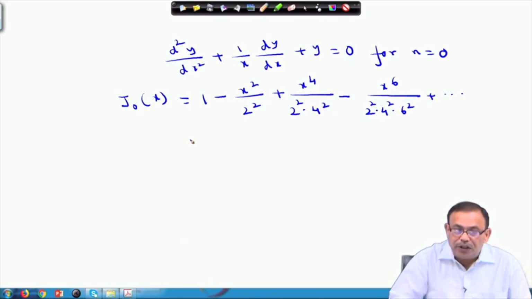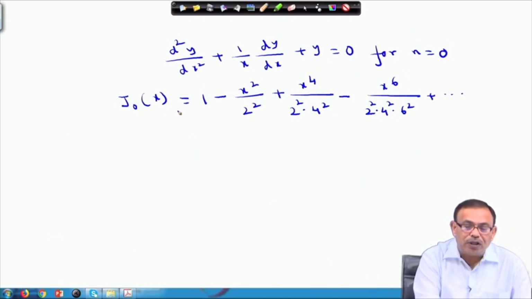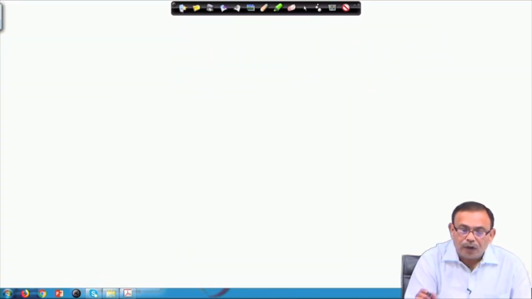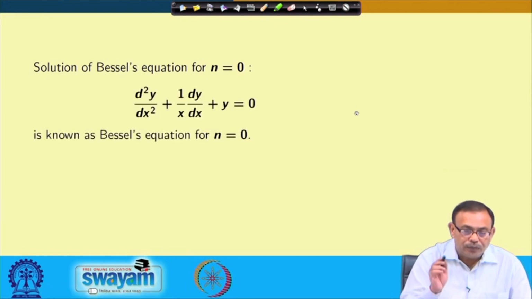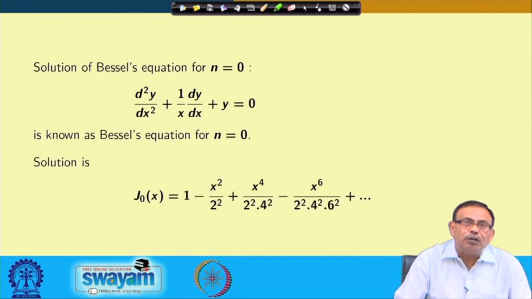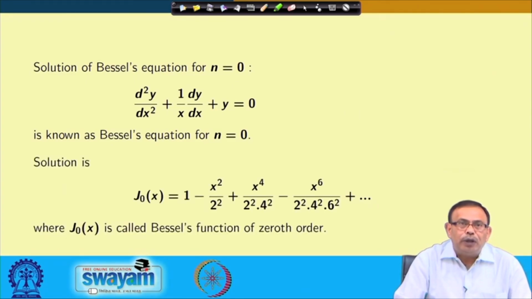Please note that J_0(x) is known as the Bessel function of order 0. So, basically, we are saying that for n equals 0, we get this equation, and the solution is J_0(x), which we call the Bessel function of order 0.